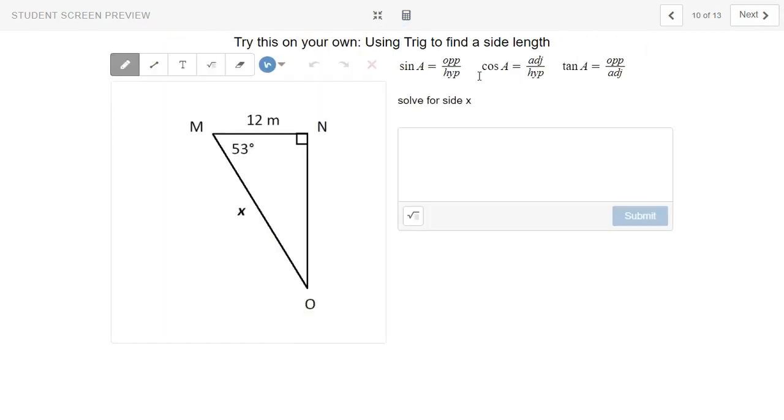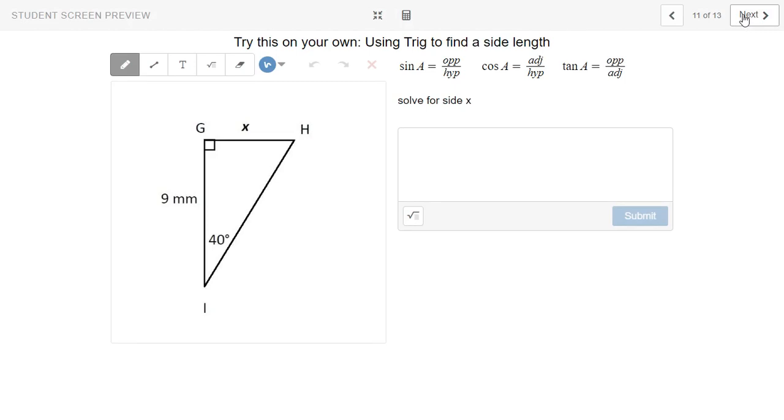The next two slides, I'd like you to try this on your own. Pause the video, work on this and this one, and we'll take it up.